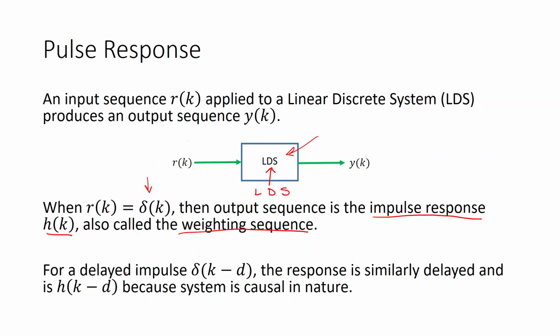Now if we excite the system with an impulse delayed by d, the response is also similarly delayed, and the response is Hk minus d. Why? Because the system that we have considered is causal in nature. So causality is an important assumption, a very basic assumption for all systems that we deal with. Causality means if you have a signal, so this is the input Rk, this is your impulse, and this is the output Yk.